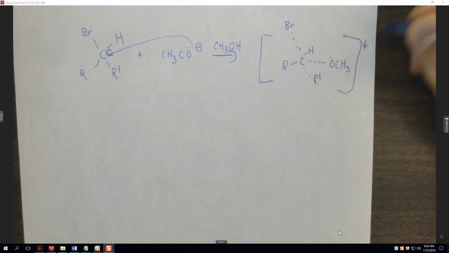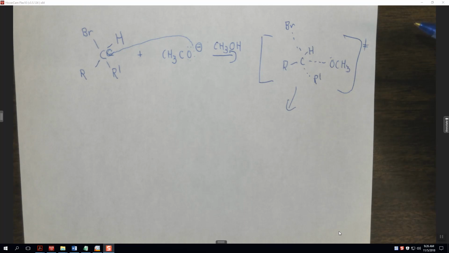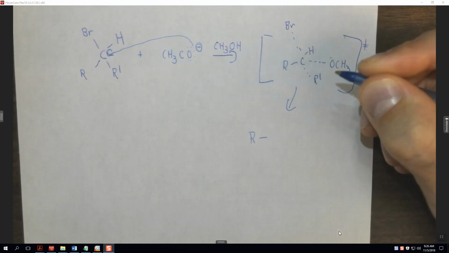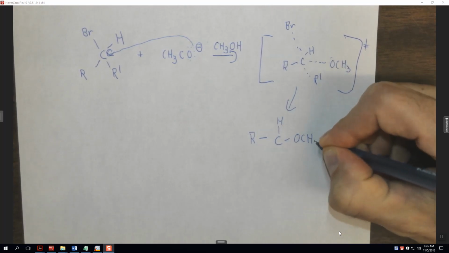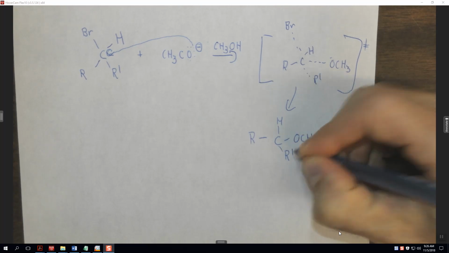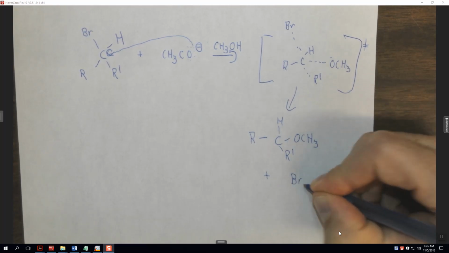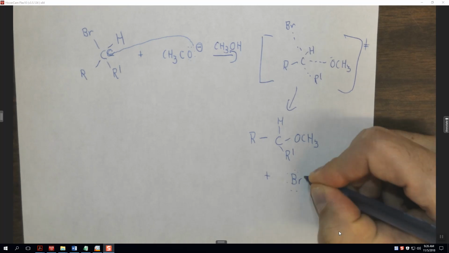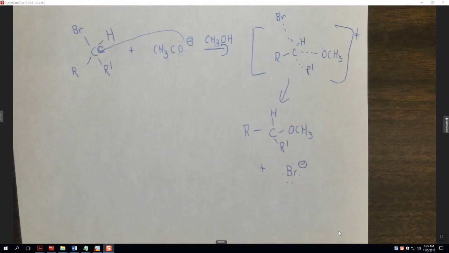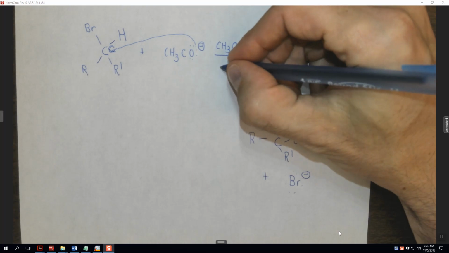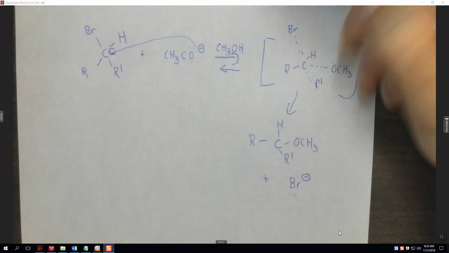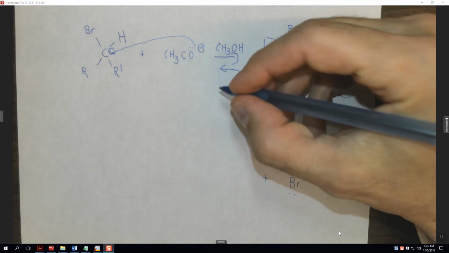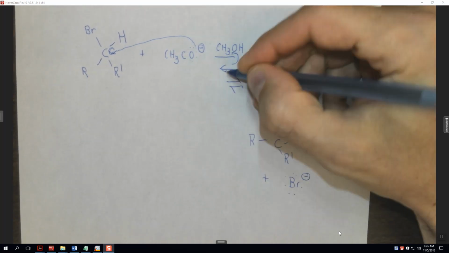And this is a transition state. Then finally, what you have is R bond C, bond H, bond O, CH3, bond R prime, plus bromide, which is just negatively charged bromine, like this. Technically speaking, a lot of times these are reversible reactions, so if you want to use reversible arrows, that's useful. You can use them like this, or you can use them like that.